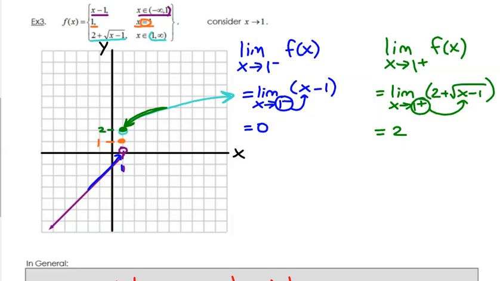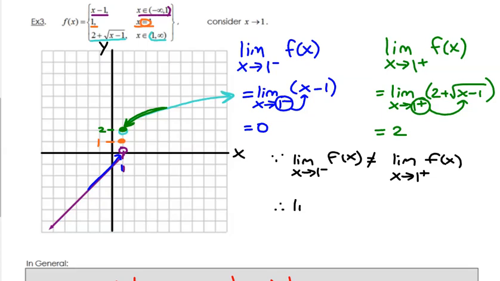All right? Now, your blue and your green don't match, so that's a problem. Since the limit as x approaches 1 from the left of f of x, the whole function, does not equal the limit as x approaches 1 from the right for your entire piecewise function, that means that the limit as x approaches 1 of the entire piecewise function does not exist.